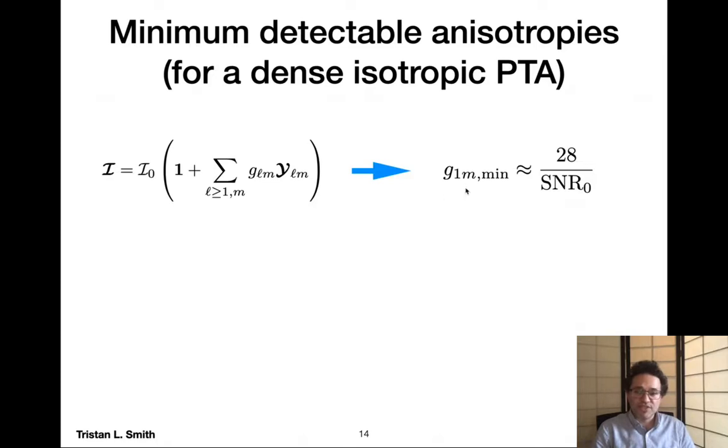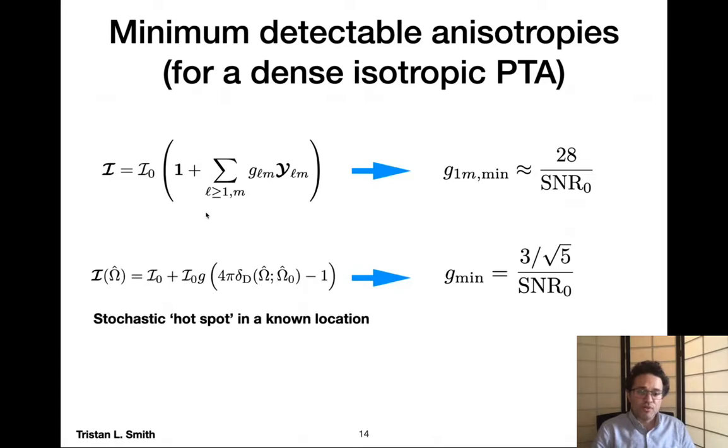our formalism allows us to say that for the dense isotropic PTA, the minimum dipole is approximately 28 over the SNR in the monopole. So we would need a fairly large signal-to-noise measurement of the monopole before we become sensitive to a dipole in that gravitational wave background.